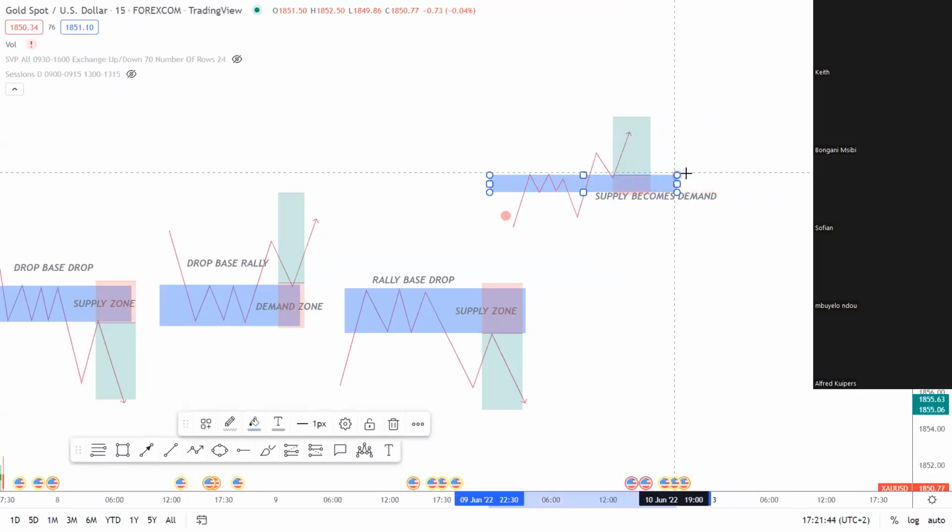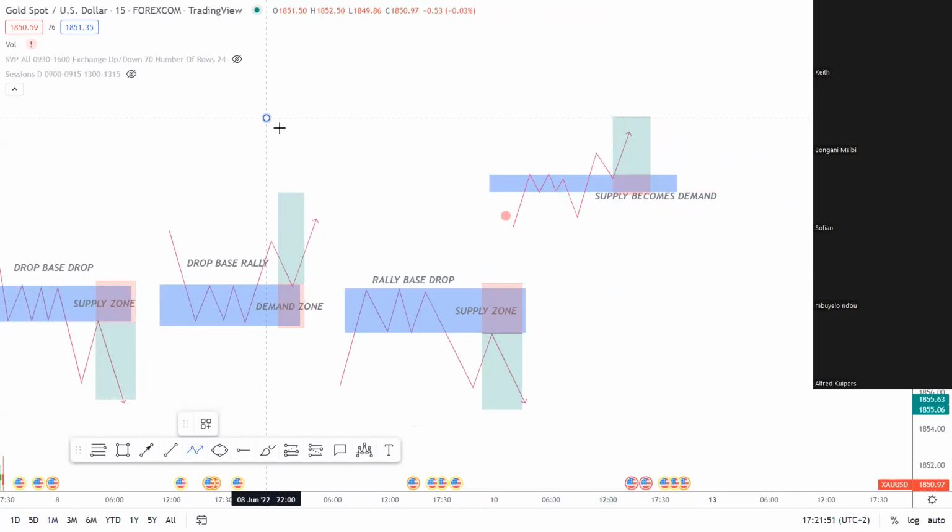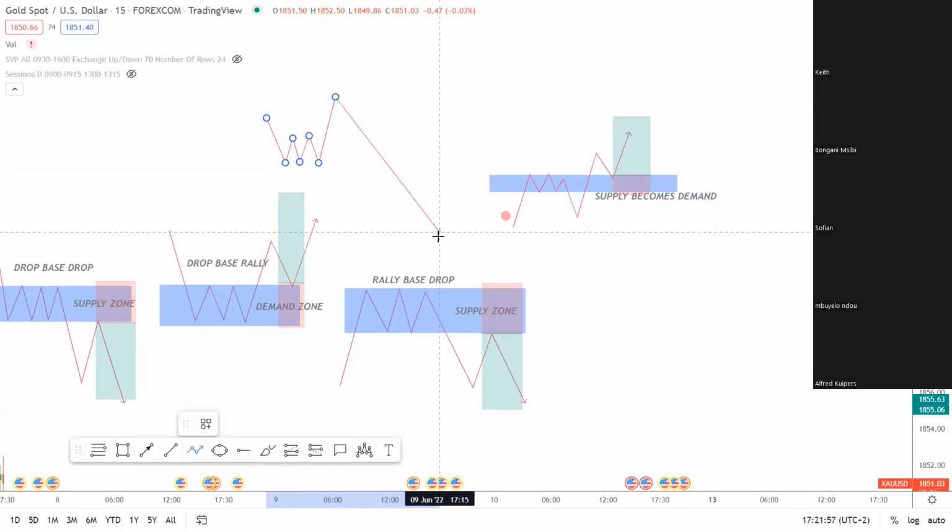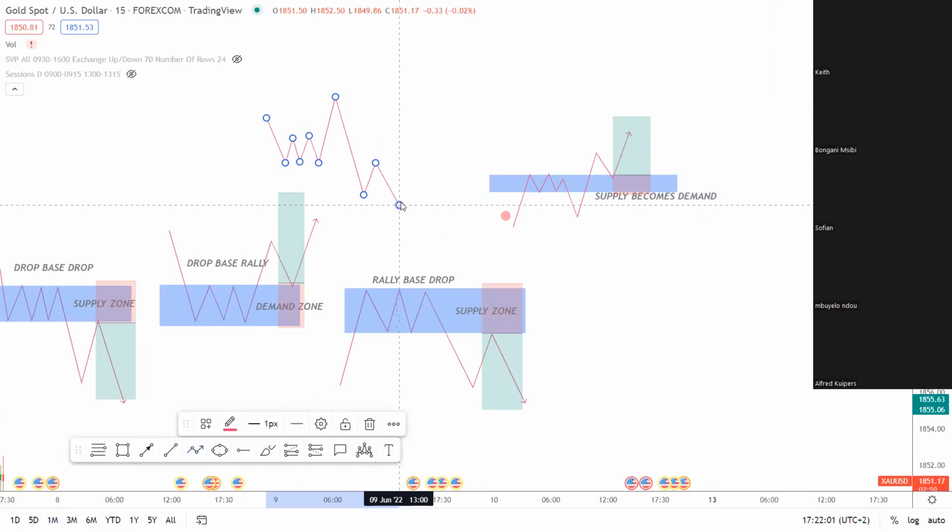And this could also happen vice versa. This could also happen this way: price forms a demand zone, but then it breaks out and then respects it as a supply zone.